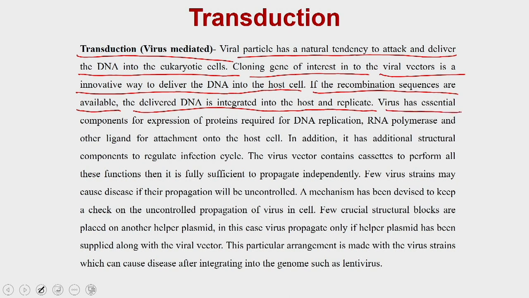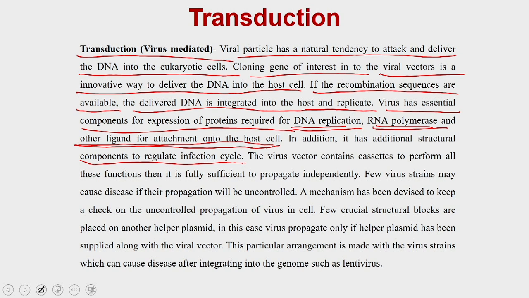The virus has the essential components for expression of proteins required for DNA replication, RNA polymerase, and other ligands for attachment onto the cell. So when you are preparing the virus particles, you have to ensure that the vector you are going to use has the components for DNA replication, the component for RNA polymerase, and the other proteins essential for making the virus particles, so that it can continue its infection cycle. The virus vectors contain cassettes to perform all these functions, and then it is fully sufficient to propagate independently.